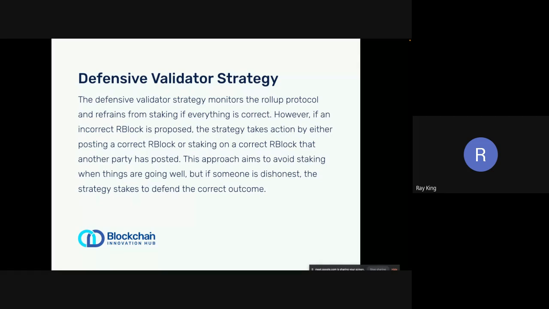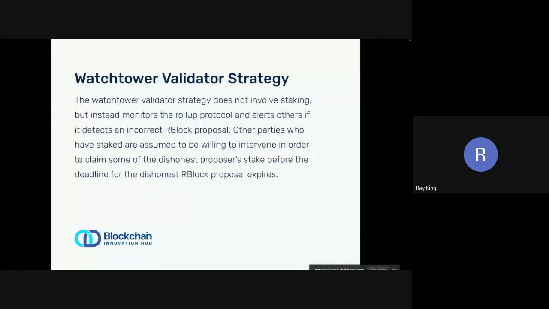And once they notice one that is incorrect, they try to defend, they try to just fix it by defending the correct outcome. So that was the difference between the defensive and the active. Now, lastly, we have the watchtower validator.